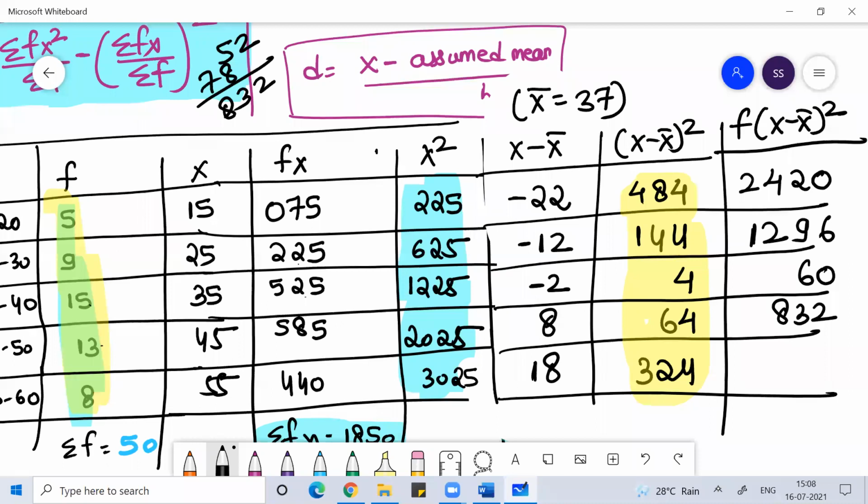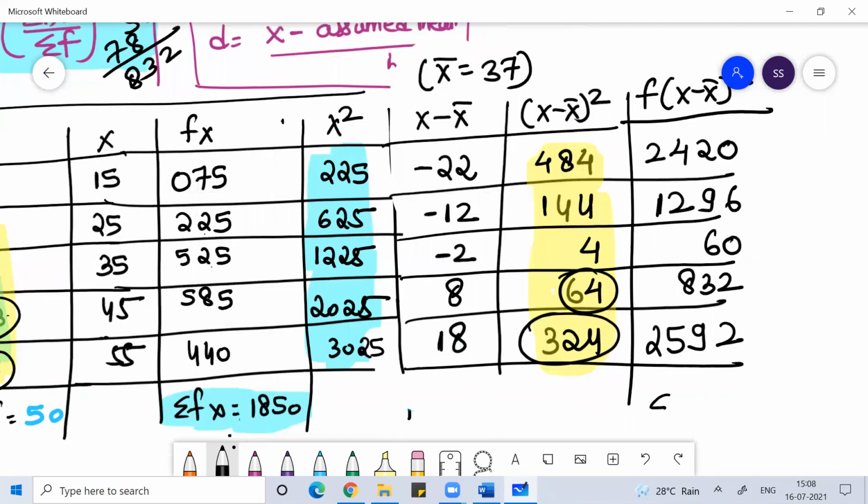Then 8 into 324. 8 fours are 32. 3 carry. 8 twos are 16. 16 plus 3, 19. 1 carry. 24 plus 1, 25. Guys, please check this. Let me know if there is any calculation mistake.